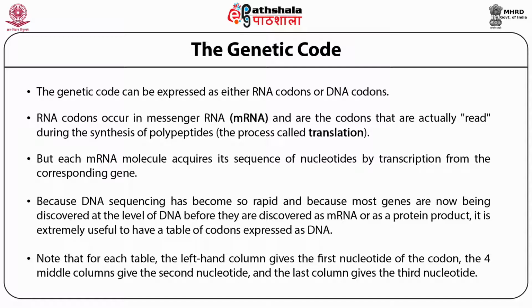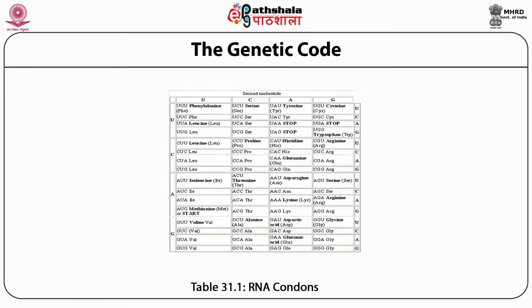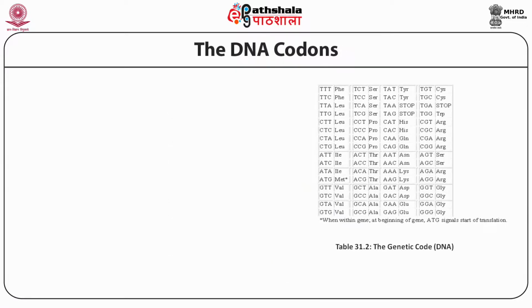Let us look into the table. This table clearly shows the RNA codons. Four columns are given for uracil, cytosine, adenine and guanine, the four nucleotides in RNA, and all the three-letter codes, the codons, are given, and the amino acid coded by each codon is also mentioned here. One can go through it. It's self-explanatory. This gives the genetic code. Table 31.2 gives the genetic code.